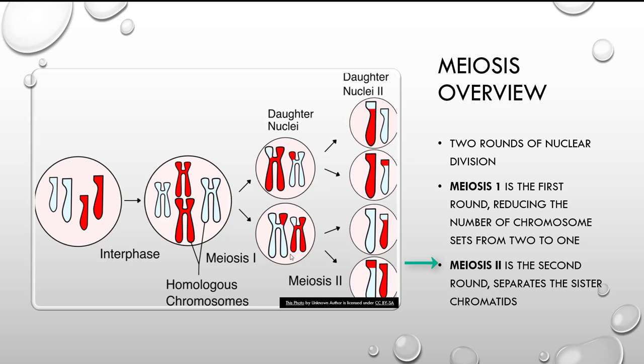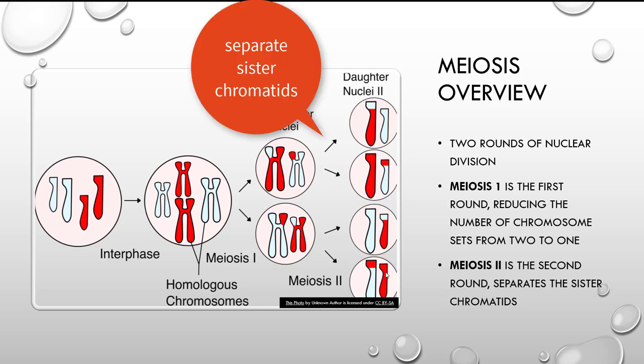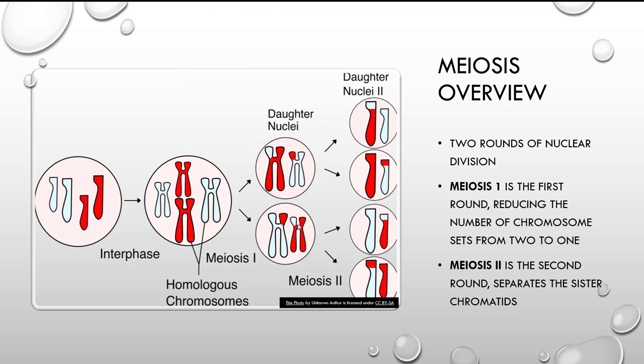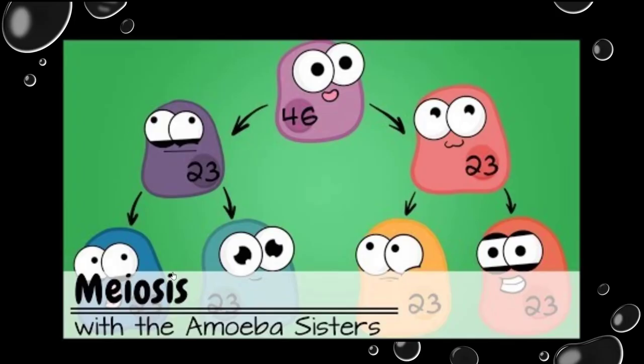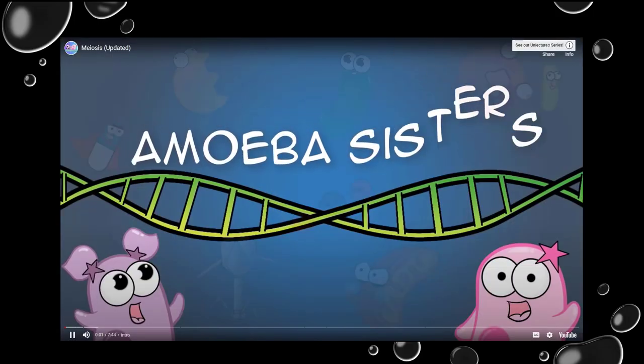So meiosis part 2 is actually the same as mitosis. So the job is just to separate the sister chromatids from each other. Okay, so that's why we have to have that second round in order to separate the sister chromatids from each other. Okay, so it might seem confusing at first, but don't worry, we'll go through it step by step, beginning with an Amoeba Sisters video. So let's watch that.